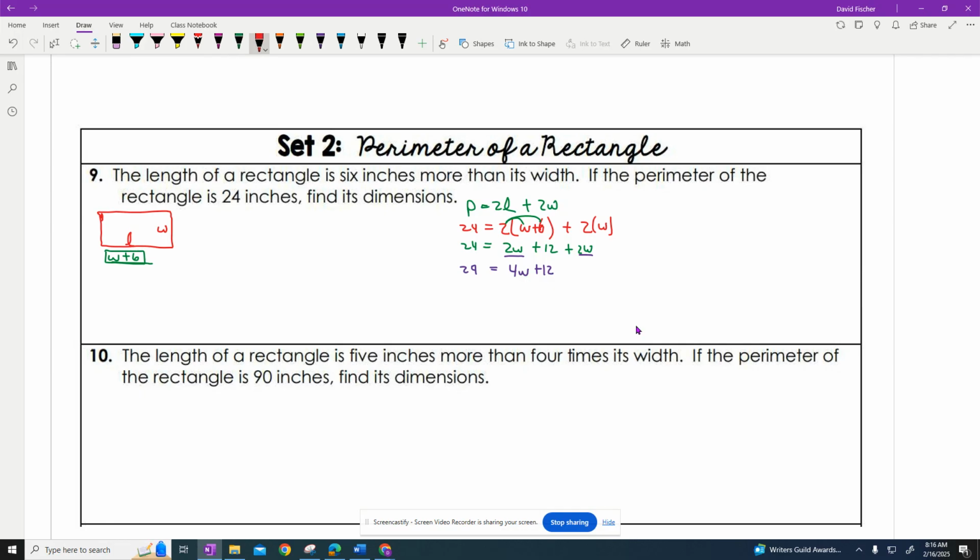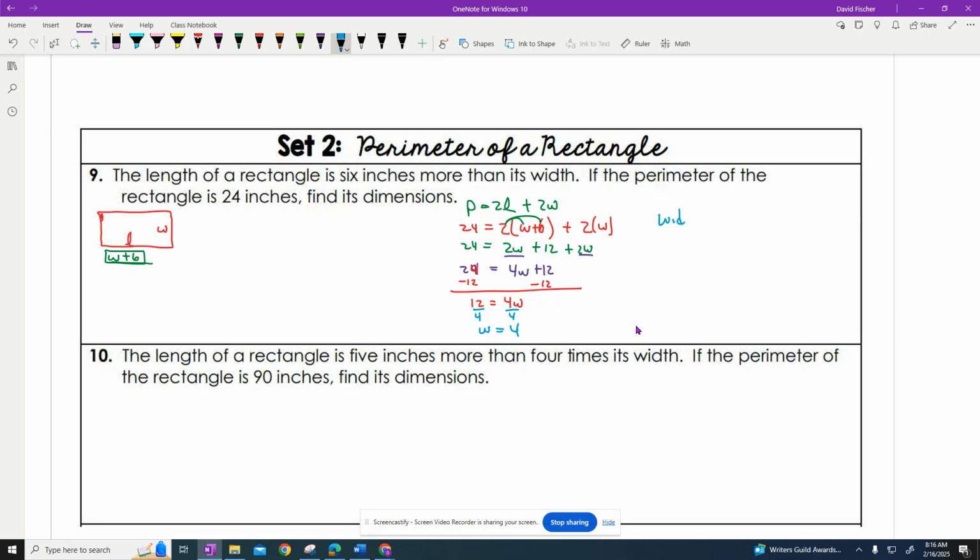Let's get that W by itself by getting rid of that 12. That looks like a 29. It's really a 24 though. 24 take away 12, I know it's 12. And last step, let's get rid of that 4. So my W equals 4. So they said find its dimensions. Well, I just found the W. The W is 4. So I'm going to come over here.